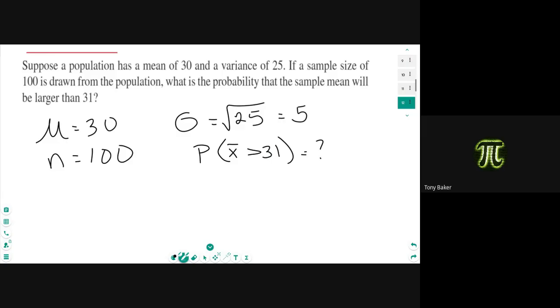Yes, find z. So what's the formula for z? Yes, all these are normally distributed as long as I have a sample size greater than 30. That's that key of the central limit theorem there. As long as my sample size is greater than 30, it's normally distributed. So what's my formula for z? This was your test.